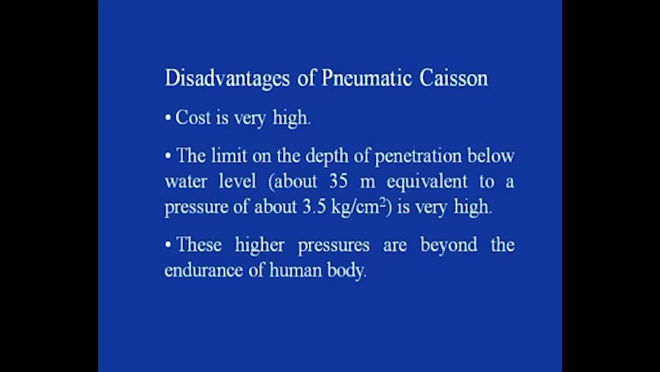The second one is that the limit on the depth of penetration below water level is quite high. Like if you take for example about 35 meter of depth of the well, it is equivalent to a pressure of about 3.5 kg per centimeter square, and this high pressure is beyond the endurance of a human body. Therefore, with such high pressures, the site conditions become very difficult for manual supervision and construction of the well. Now here we have discussed the three different types of well, that is open well, box well and the pneumatic caisson.